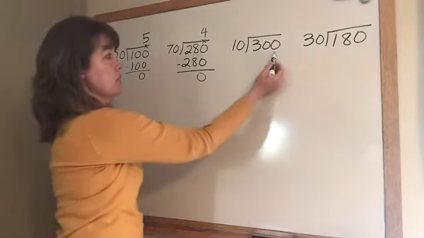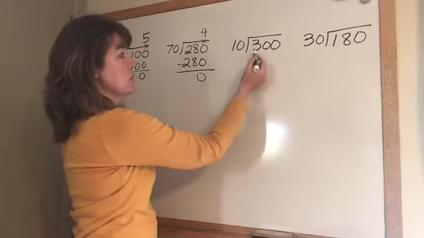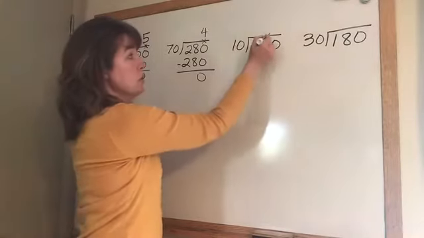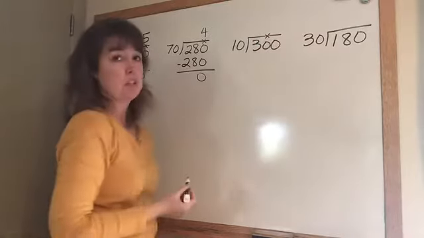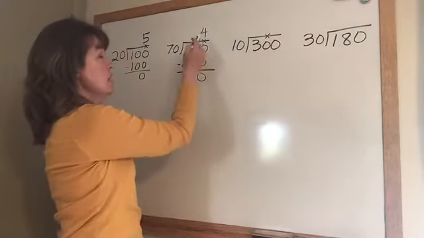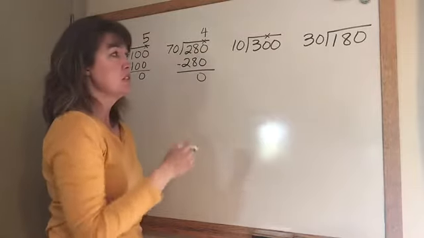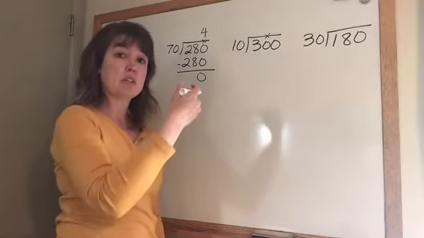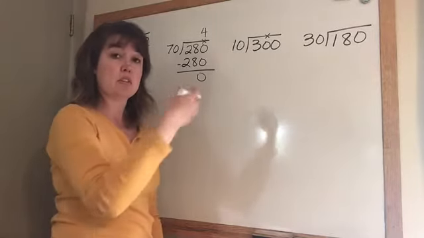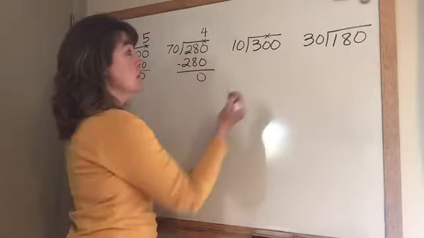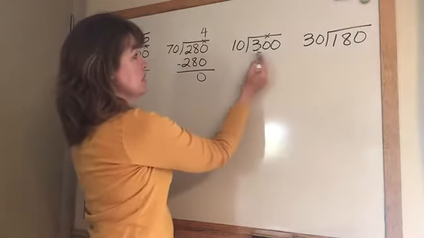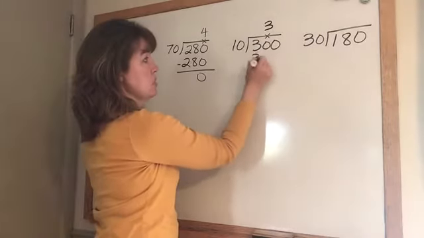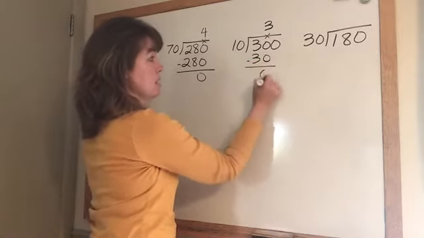All right, same thing here. 10 can't go into 3, but 10 can go into 30, right? So our quotient is going to be above this first 0. It's not always going to be in the same place. You just have to ask yourself for each question, can my divisor go into the hundreds place? Can my divisor go into the tens place? Can my divisor go into the ones place? So 10 goes into 30 3 times. 3 times 10 is 30. Subtract and we get 0.